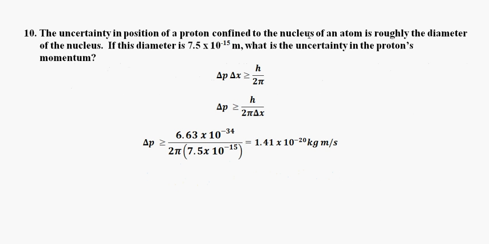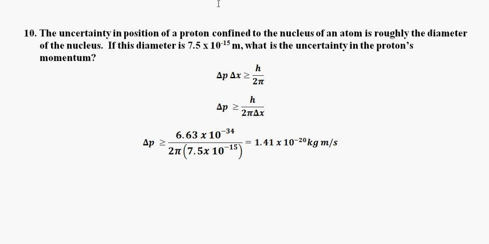And then lastly is this one, number 10, uncertainty principle. That's what we talked about today. The uncertainty in position of a proton is confined to the nucleus of an atom. A proton that is confined to the nucleus of an atom is roughly the diameter of the nucleus. If the diameter is 7.5 times 10 to the minus 15 meters, what is the uncertainty in the proton's momentum?